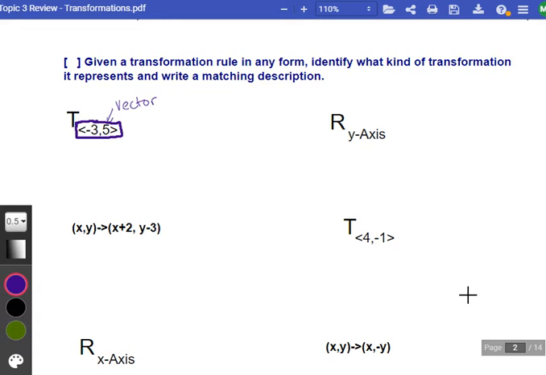Now, this of course is a vector. Okay, and it's a vector that's going to move, let's see, this one left 3 and then up 5. Okay, or it should have kind of the rule xy goes to x minus 3, y plus 5. Okay, but in the end, we're going to call this thing a translation.